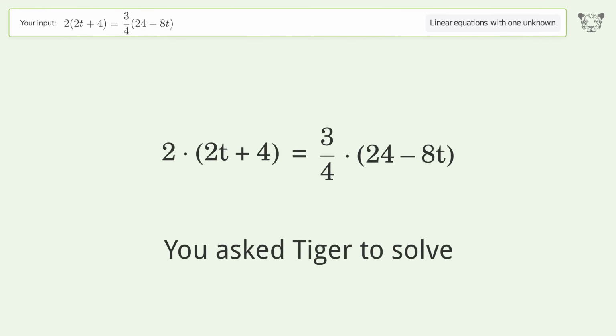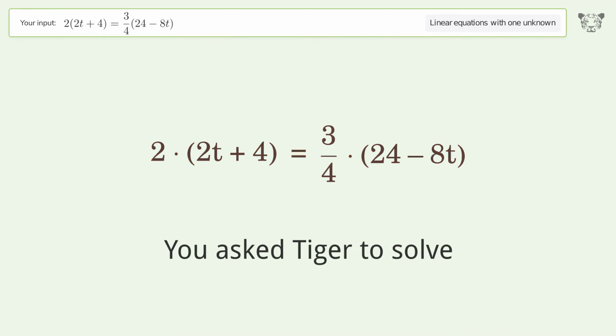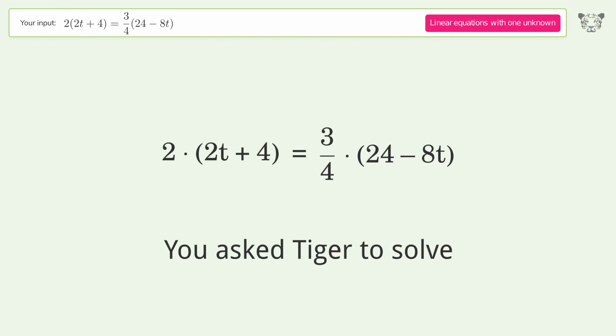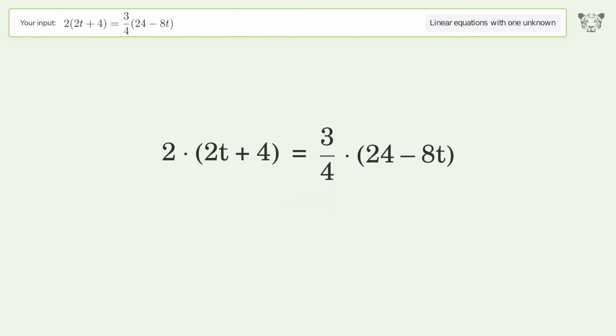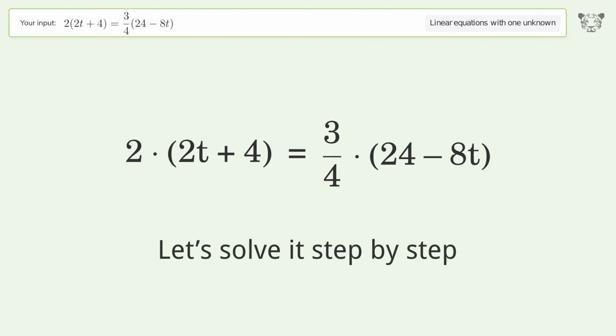You ask Tiger to solve this. This deals with linear equations with one unknown. The final result is t equals 1. Let's solve it step by step.